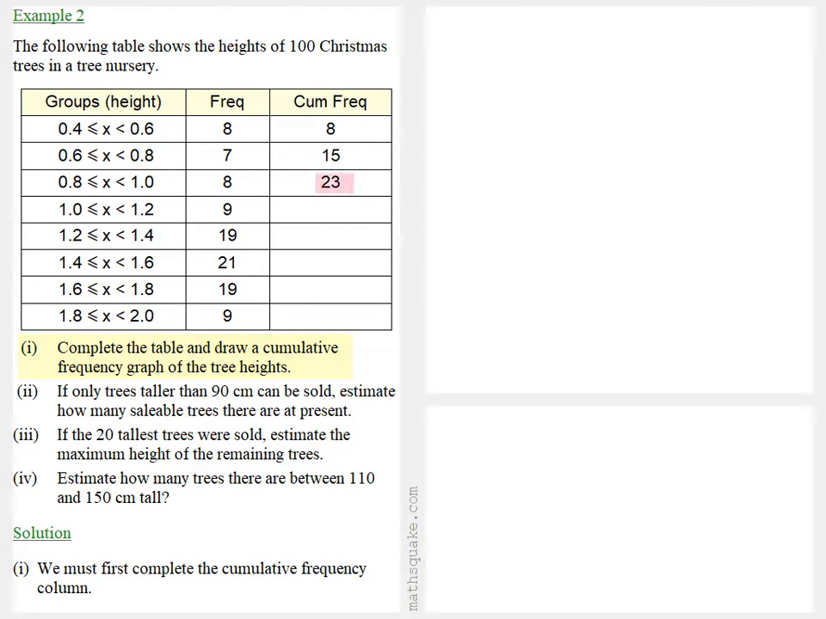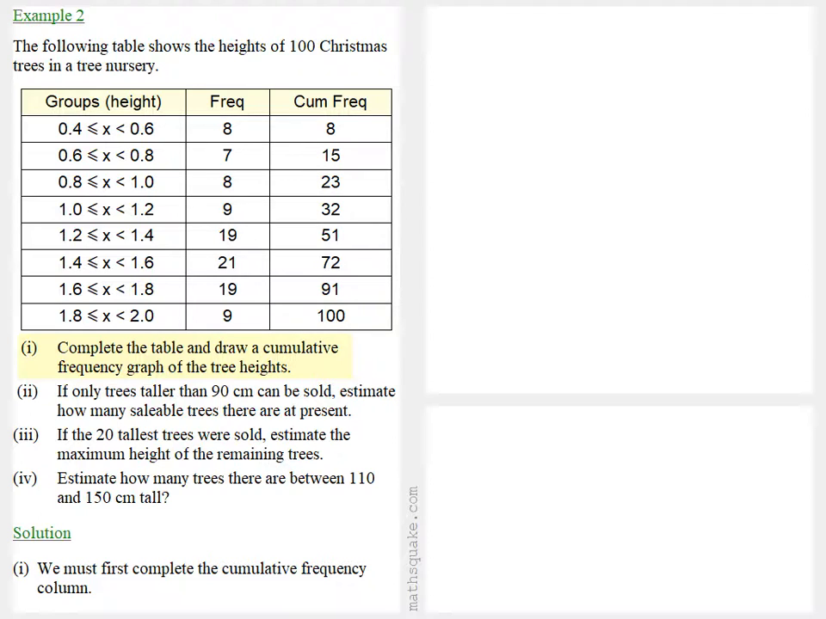We add 23 with the 9 to get 32. We add 32 with 19 to get 51. We add 51 with 21 to get 72. We add 72 with 19 to get 91. And we add 91 with 9 to get 100. We can check we've done the addition right because we know we should end up at 100 Christmas trees.